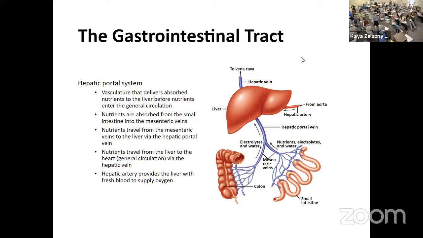Your liver is also supplied by an artery. So we have a hepatic artery supplying the liver with fresh blood and oxygen. So the liver isn't getting its blood from the hepatic portal vein. It has its own blood flow from the aorta.